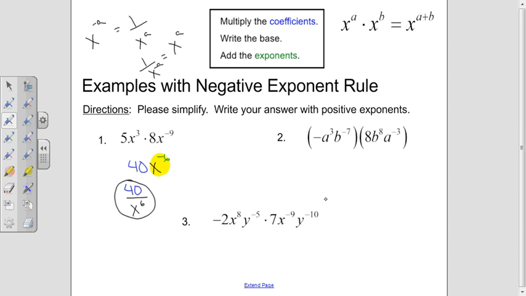Okay? Now in this next example where it says the opposite of a cubed, b to the negative 7th, times 8b to the 8th, a to the negative 3rd, I'm still going to be religiously trying to apply this idea. So I'm going to multiply my coefficients, which is negative 1 and 8. That's going to give me negative 8. And I'm going to write my first base, which is a, and then see that 3 plus negative 3 is going to give me 0. Now be careful here because the AB order is reversed in the second factor, so just be careful. And then I'm going to write b to the negative 7 plus 8 will give me 1. So we really didn't have to deal with the negative exponents in this so much because my final answer is just going to be negative 8b.